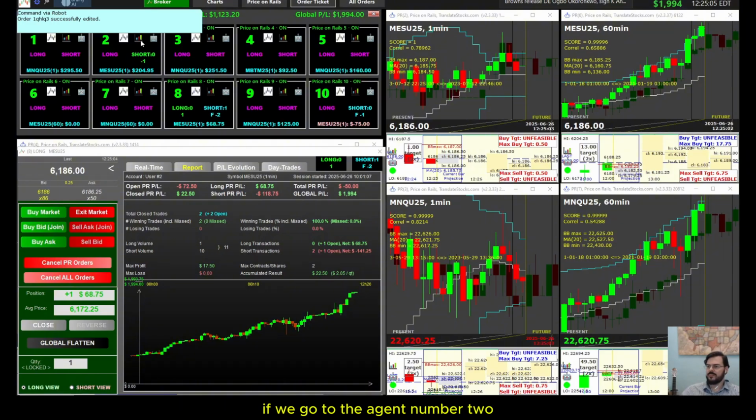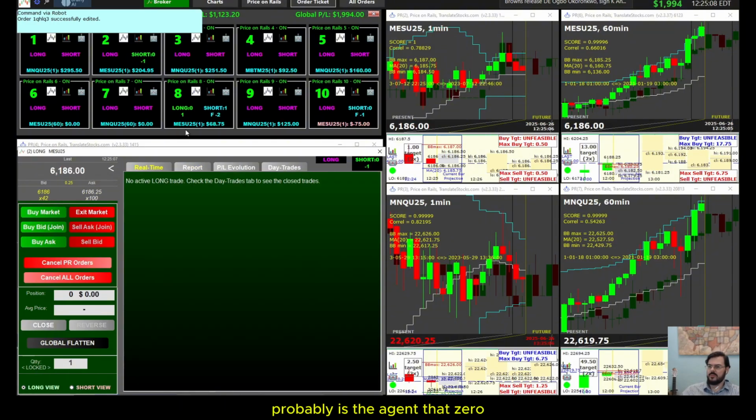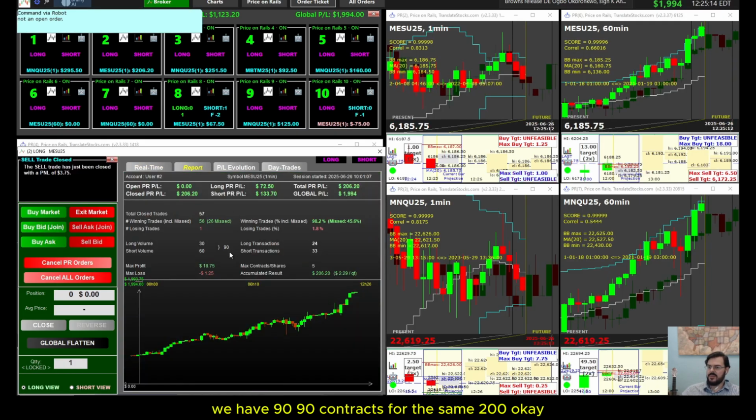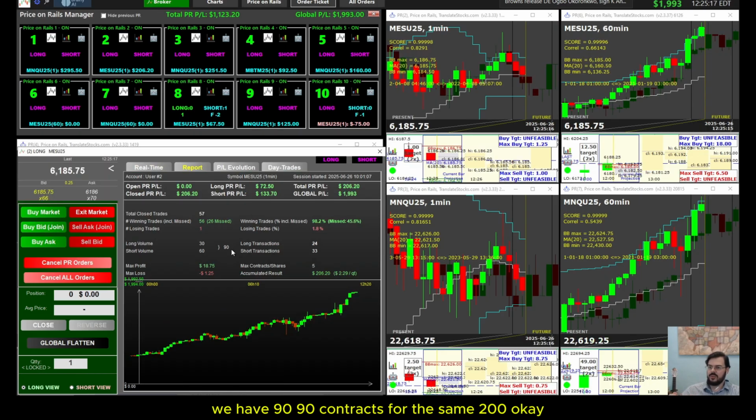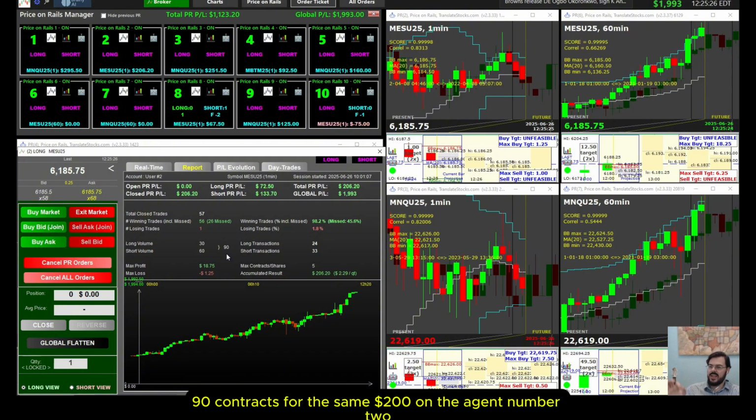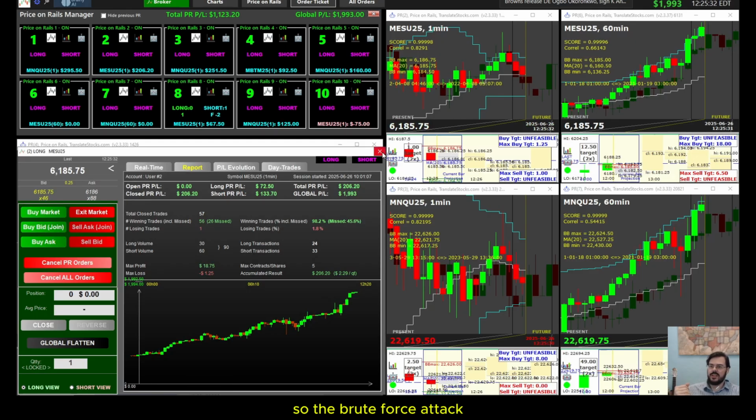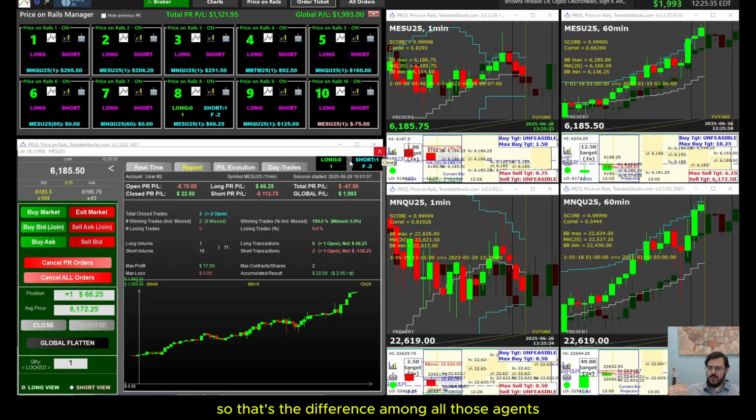If we go to agent number 2, probably the agent that zeroed now, let me see. We have 90 contracts for the same $200. Okay, so 2 contracts with the convex trade for $200, 90 contracts for the same $200 on agent number 2, the brute force attack. So that's the difference among all those agents and basically between the convex trade and the regular trade. The convex trade is the most promising configuration that we have right now for the agents.